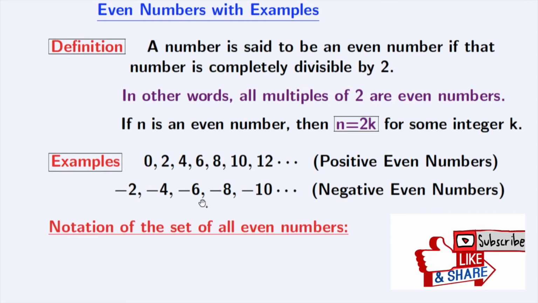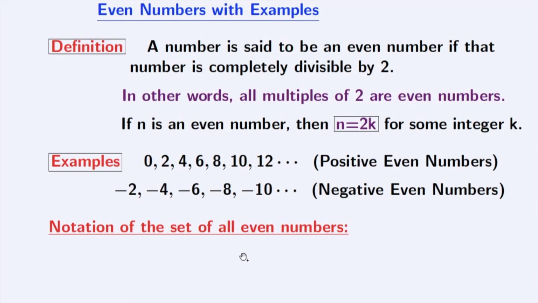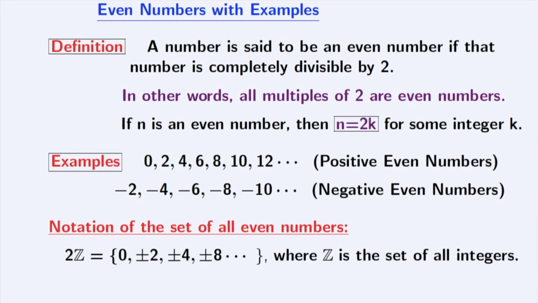Now let's learn the notation of the set of all even numbers. The notation is 2Z, where Z is the set of all integers. This set contains elements 0, ±2, ±4, ±8 and so on.